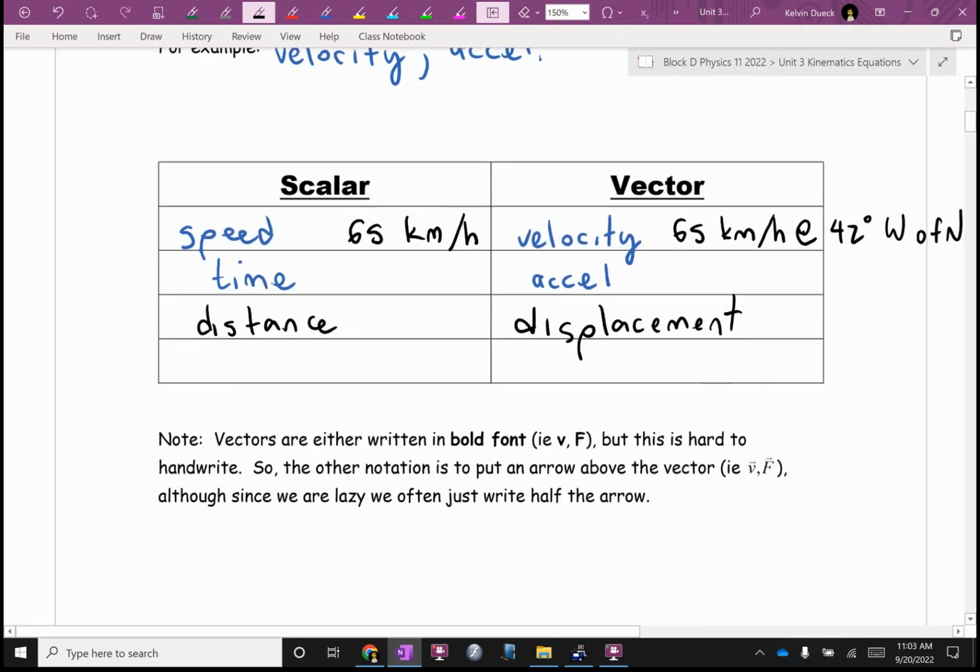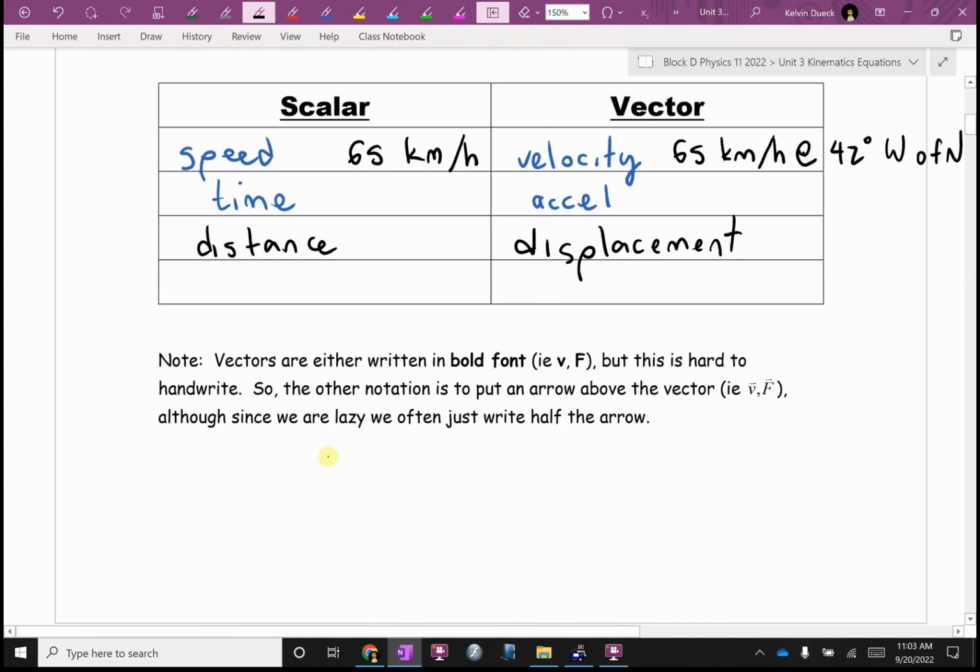We're also going to show a lot with notations. In the textbook, a vector is often shown with bold font. Don't write this down. So if they're showing force, for example, which is a vector, they'll bold font it. But you can see that's really tough to do in handwriting. And so what we do to show a vector, force is a vector, we put an arrow above it.